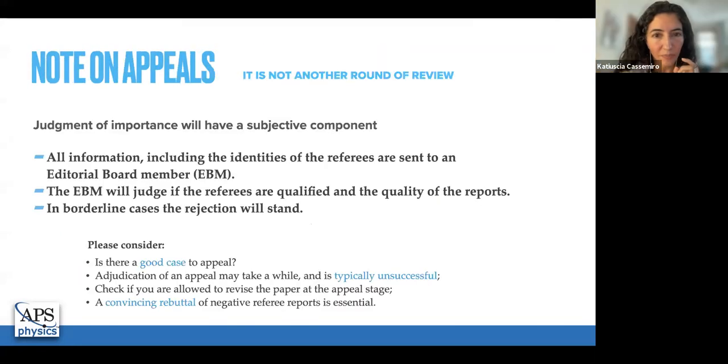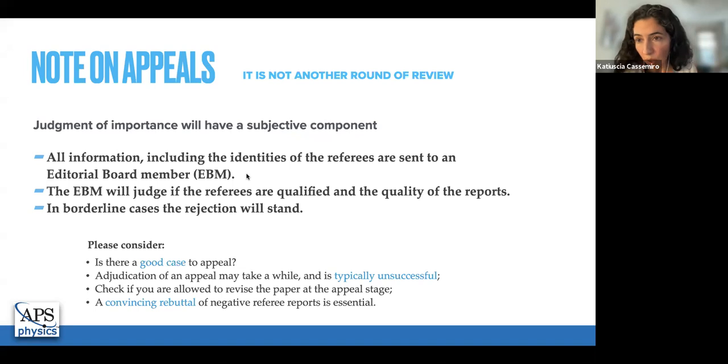Okay, here. Right. So the appeal is the following. The paper goes to a board member. This is not another round of review. What the board member is going to do is, the board member has access to the file, so they know the identity of the referees. They read the reports, so they're going to judge those referees. They are qualified, right? They know what they are saying. That's the first thing.